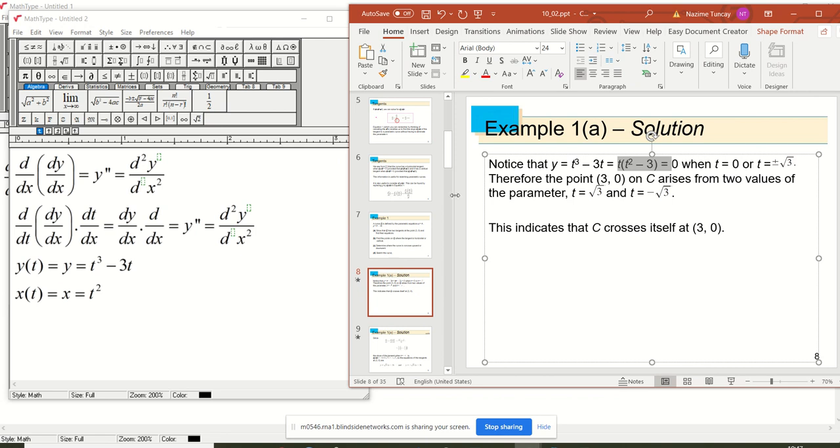Why we are doing it? Because we want to find the roots. We want to find when y equals to 0, at what point it cuts the x-axis. Okay, so here it says t equals to 0, and t equals to plus and minus square root of 3. You know, when you solve this, t square minus 3, you get this solution here. Okay, so here it says at the point 3, 0. On C it comes to these values.